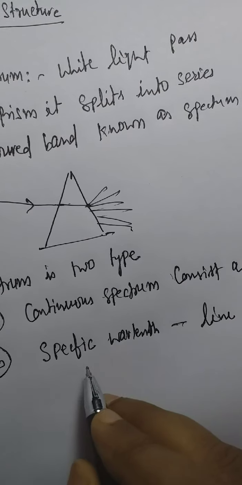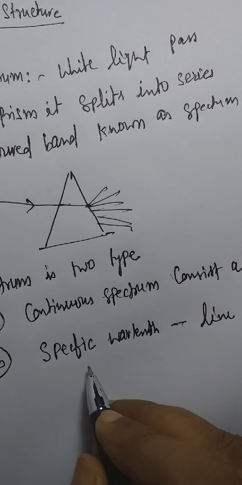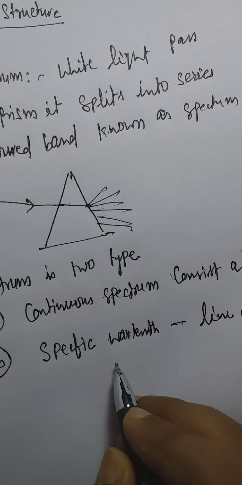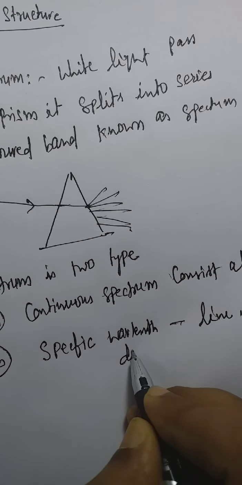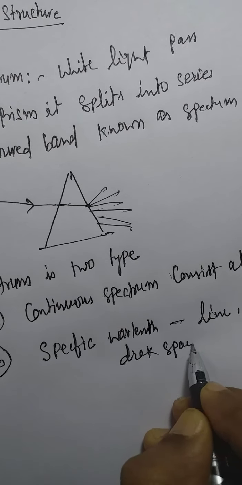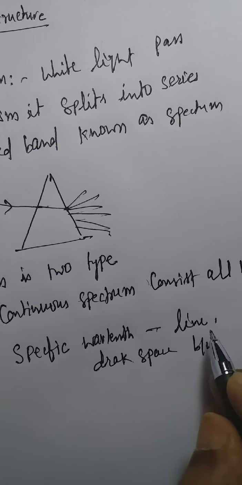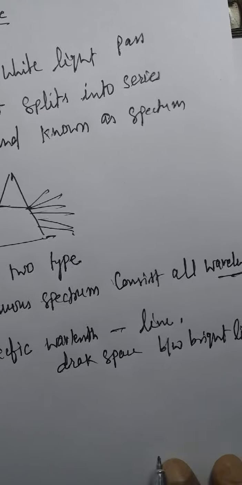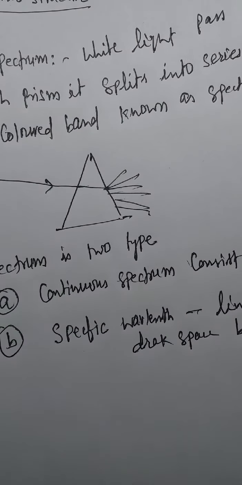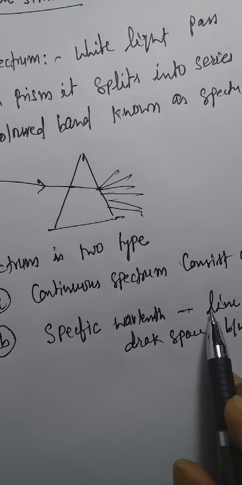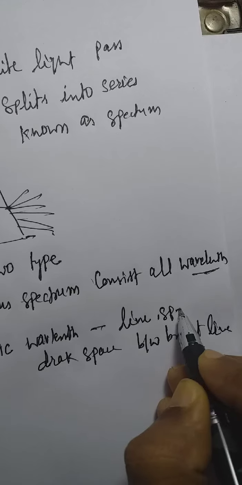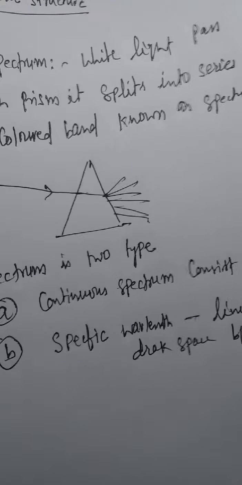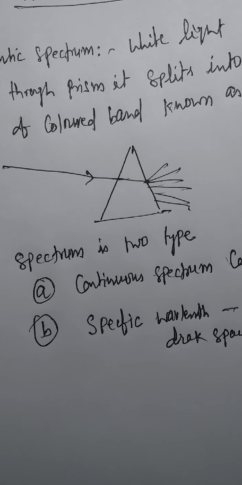A line spectrum has dark space between bright lines, right? Dark space between bright lines. Memorize this. This is a specific type of wavelength called a line spectrum. Another is the continuous spectrum. So we have to study two types of spectrum.